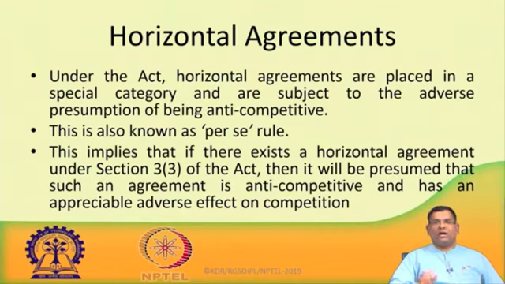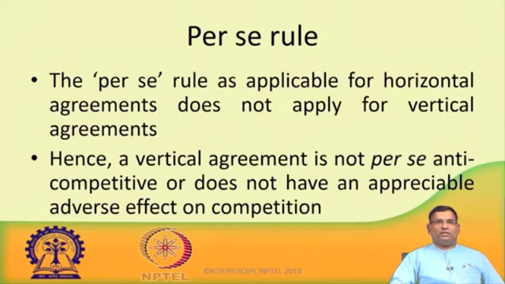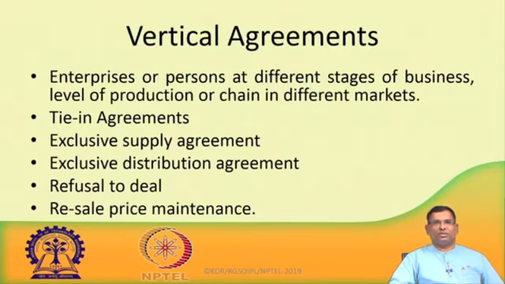anti-competitive and has an appreciable adverse effect on competition under section 19 of the Indian Competition Act, which we will see later. And the per se rule is applicable. I already said that the per se rule is applicable to horizontal agreements, but the per se rule is not applicable to all vertical agreements. We will see later which of those are applicable to vertical agreements. So, vertical agreements are not per se anti-competitive, but horizontal agreements are considered to be per se anti-competitive.